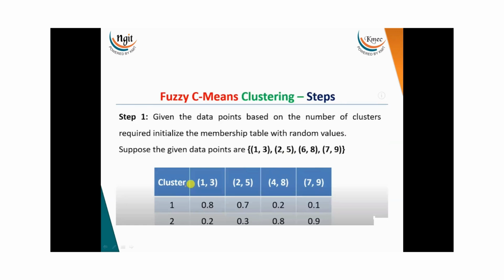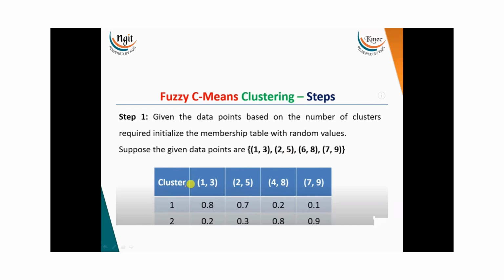We have some data points which are 1, 3, 2, 5, 6, 8 and 7, 9. In the first step, we have data points and using those data points we decide the number of clusters. I'm saying here that we can have two clusters, and we are randomly initializing the membership table. This table is what we call the membership table.